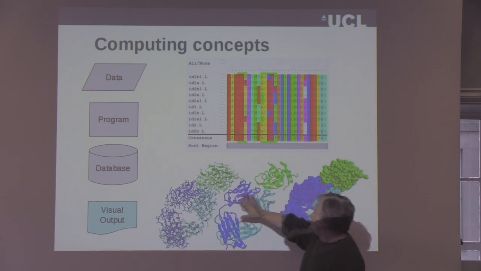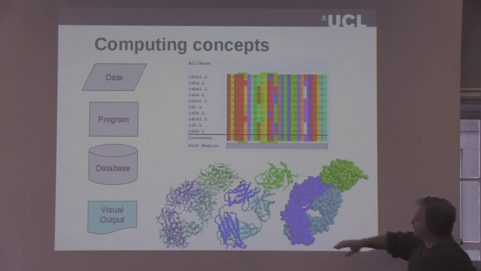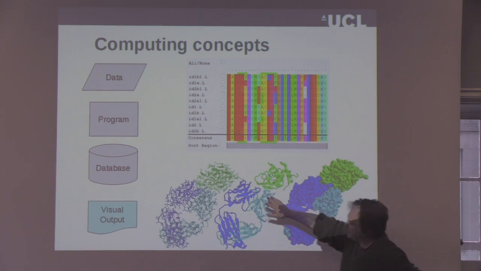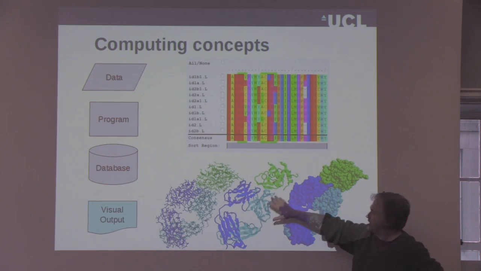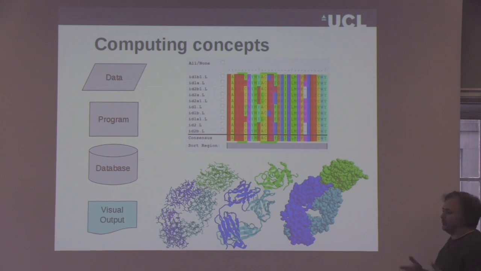These are different renderings of the same PDB file, so a protein structure file of an antibody Fab fragment binding to lysozyme up at the top here. So here you've got just a stick model, here you've got cartoons, and here you've got space filling. So different ways of interpreting the same piece of data.